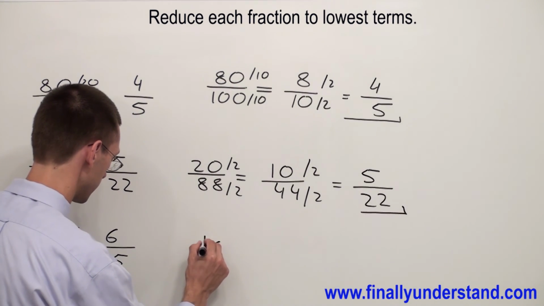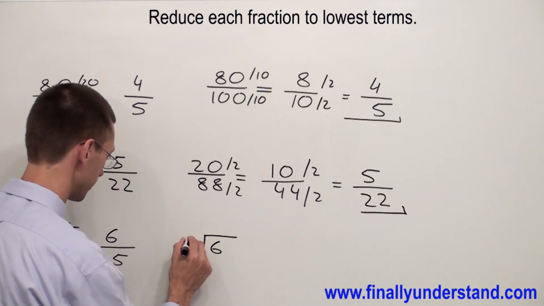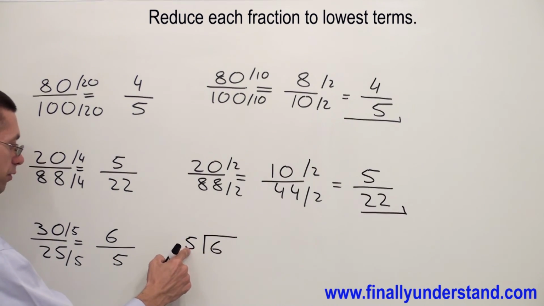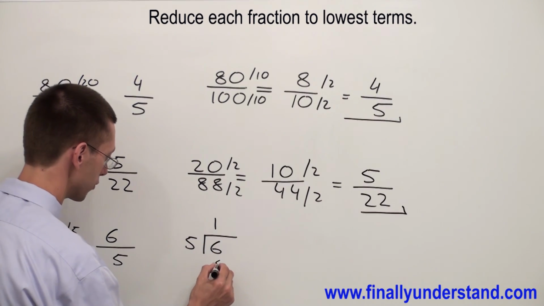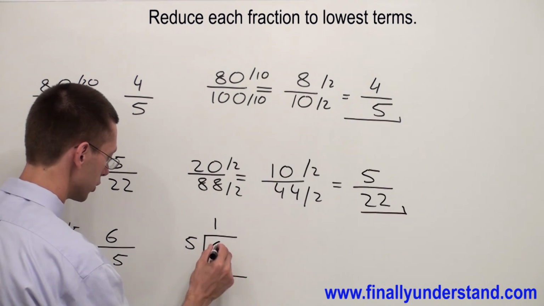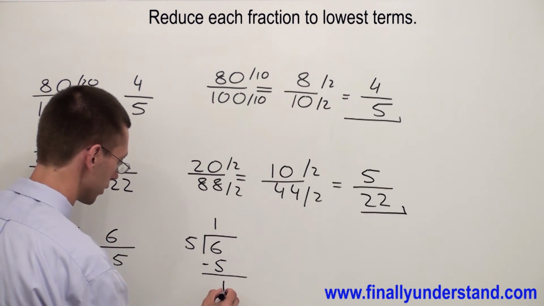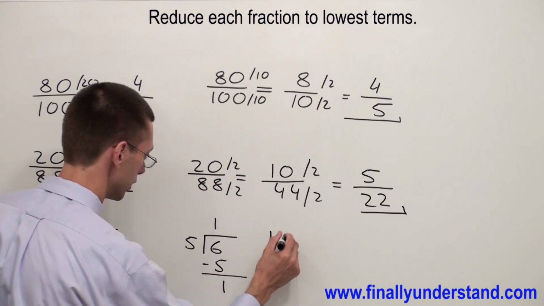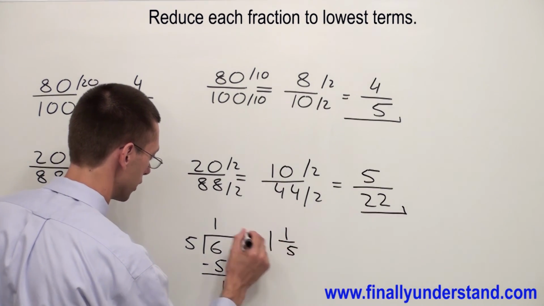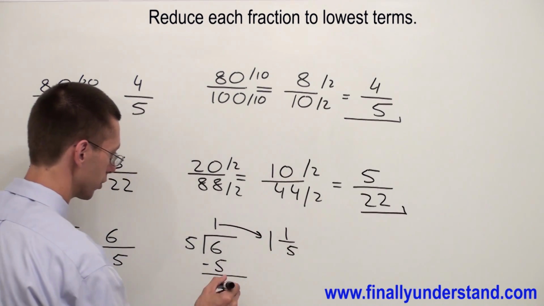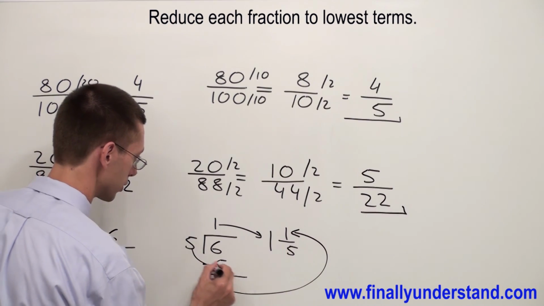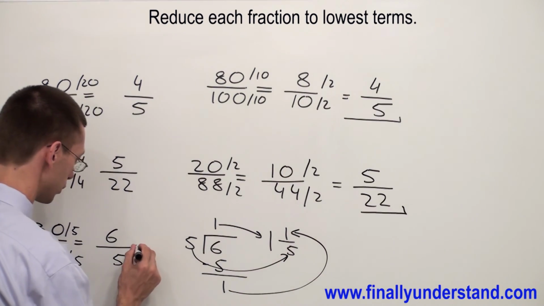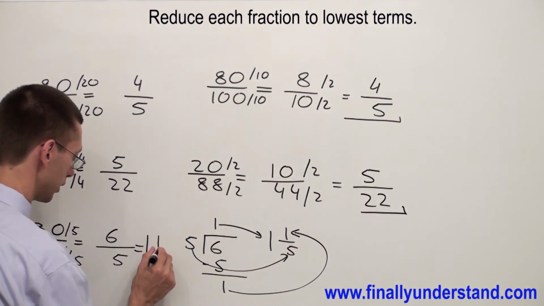Simply divide 6 by 5. How many times does 5 go into 6? 1. 1 times 5 is 5. Subtract: 6 minus 5 is 1. The answer is 1 and 1/5, where the quotient goes to the front, the remainder goes to the numerator, and the divisor goes to the denominator. That's why my answer is 1 and 1/5.